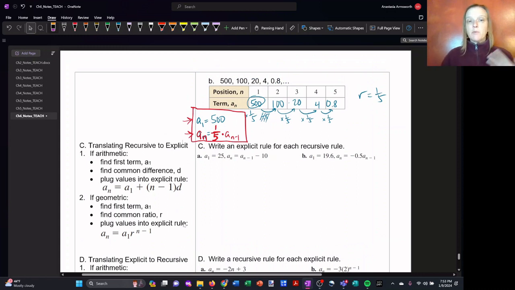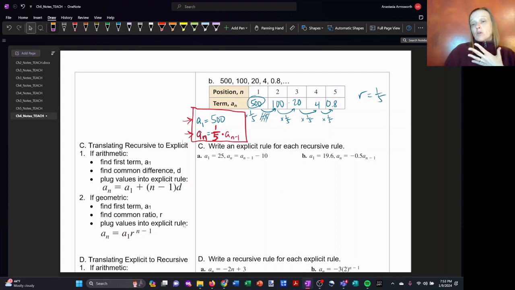We've practiced a couple times with the recursive function. What if we're trying to translate back and forth? What if we have an explicit rule and we want to find the recursive rule? Or what if we have a recursive rule and we want to find the explicit rule? Let's practice with that, translating between the two.